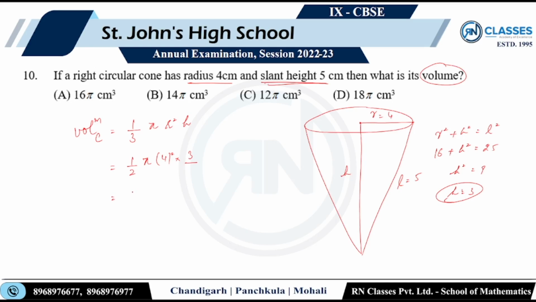Wonderful. So ये क्या आ गया? 1/2 कहां से आ गया? 1/3 होना चाहिए, राइट? पाई तो पाई है. This goes out to 16. This goes out to 3. This goes off. तो ये आ गया 16 pi centimeter cube. So A part is the right choice.